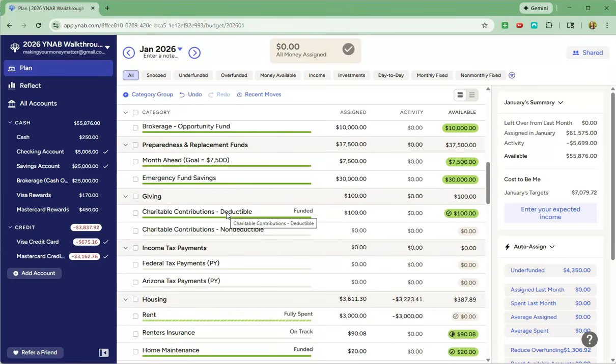My emergency fund is the main category I have in the preparedness and replacement funds group. If I did own a home or I had an older car that needed to be replaced soon, I would definitely have some additional categories here.